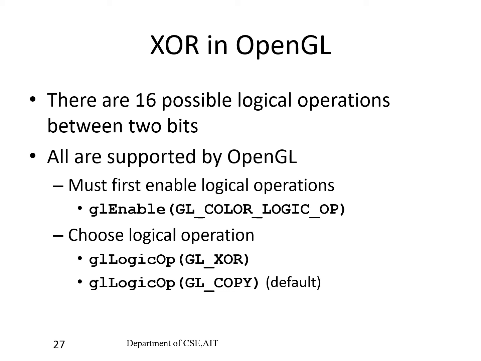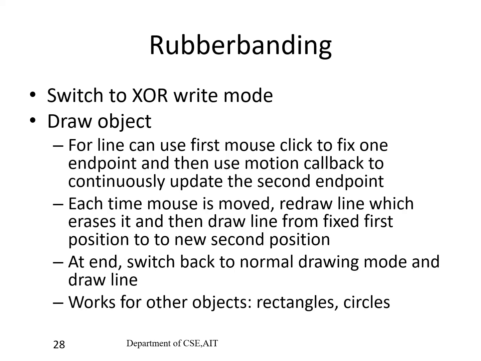But whenever we want to enable them, we should use glEnable(GL_COLOR_LOGIC_OP), and you can specify what type of operation you want by using GL_XOR. Using the XOR write mode, we can draw objects, create erasable objects, and also create the rubber banding effect.